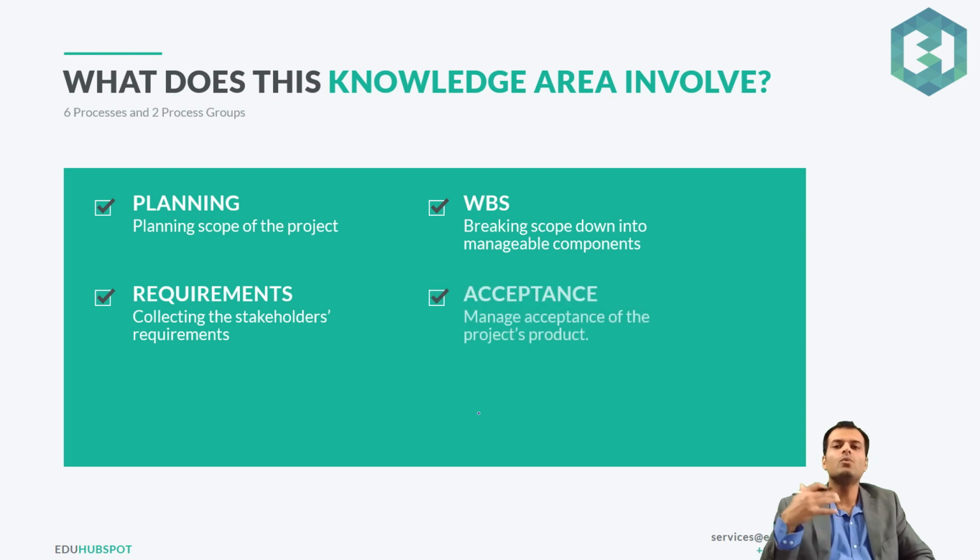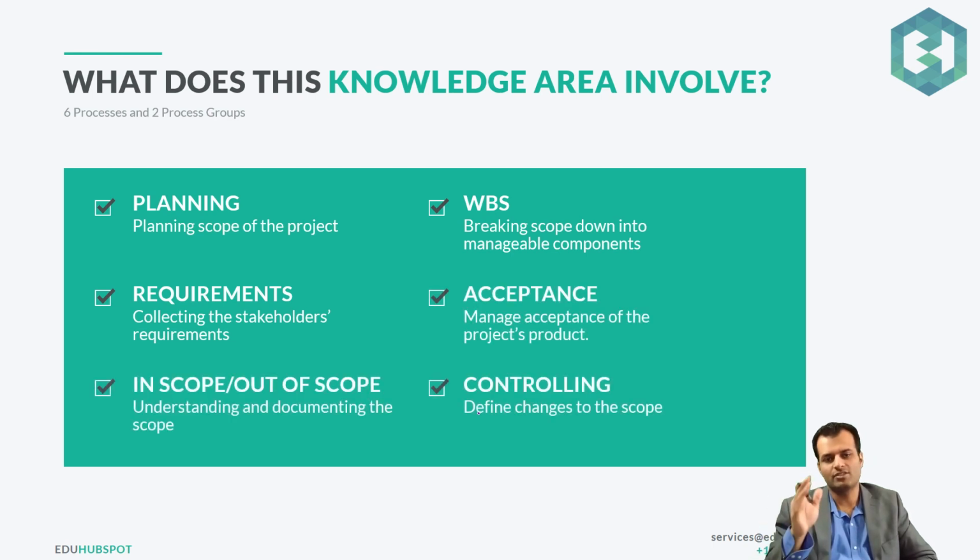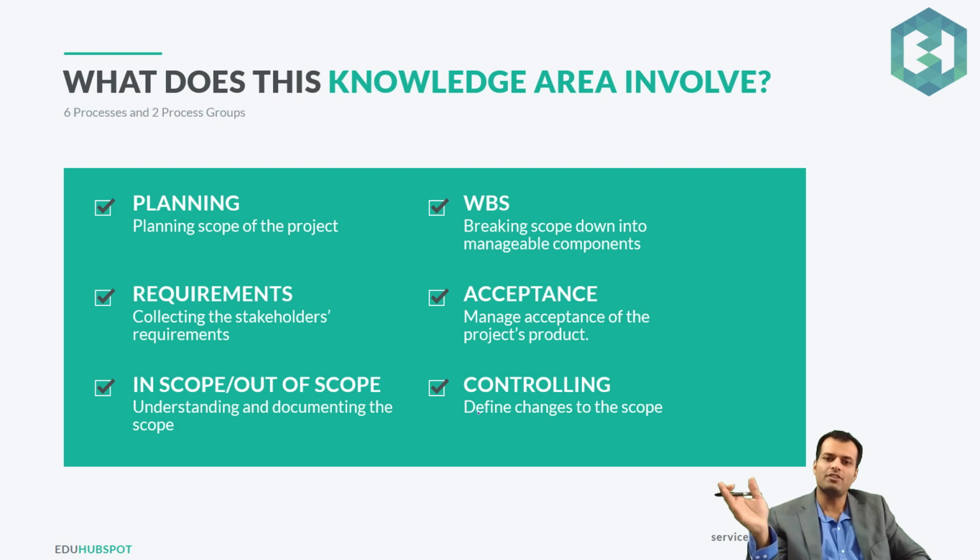Okay, let's see what this knowledge area involves. As I told you, it has 6 processes, and those 6 processes are in 2 process groups: the planning process group, and the monitoring and control process group. In integration management there were 7 processes covering all of the process groups, from initiation till the very end, which was closing. But scope is all about planning and monitoring and control.